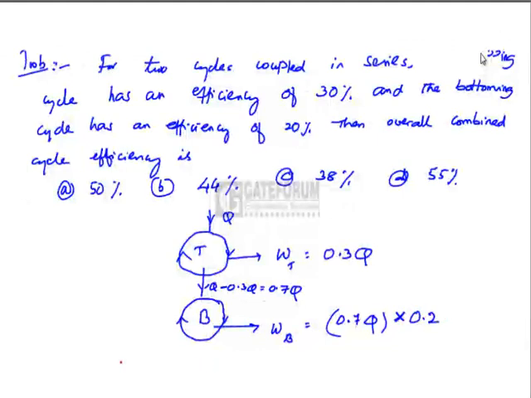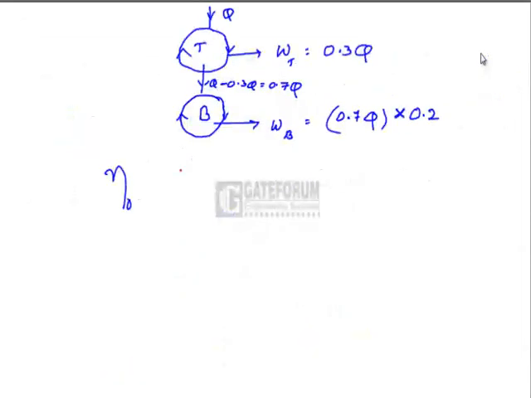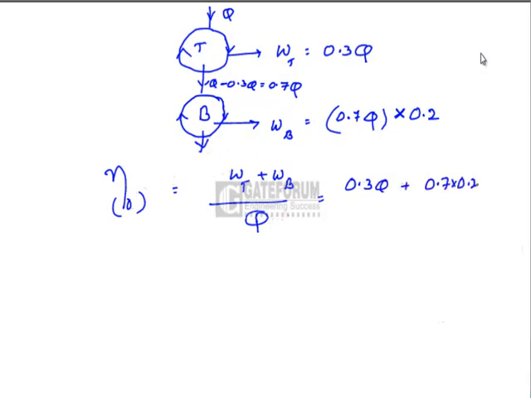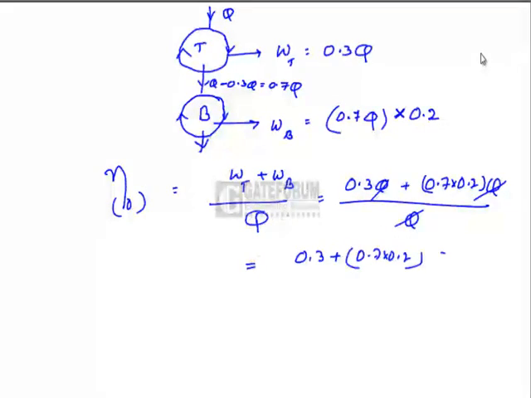Then overall thermal efficiency of combined cycle is work of the topping cycle plus work of the bottoming cycle divided by total heat supplied to the topping cycle, that is Q, which is given as 0.3 into Q plus 0.7 into 0.2 into Q divided by Q, which results as 0.3 plus 0.7 into 0.2, where Q gets cancelled. This is the final answer.